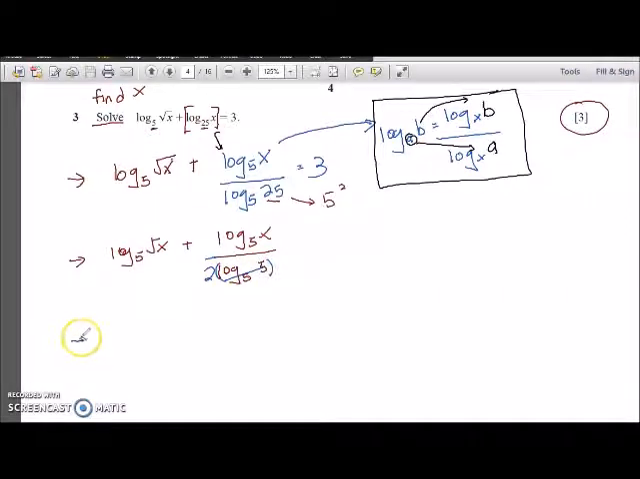Now our third step is, when we simplify the above equation, it becomes 1 over 2 log 5 x. This 1 over 2 can move to the opposite side. It will move inside the log to become the power.